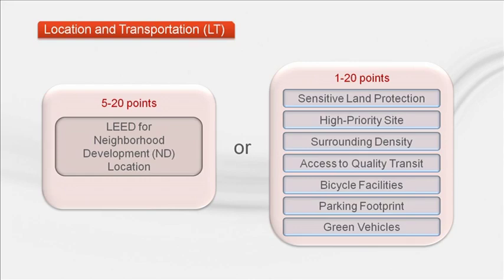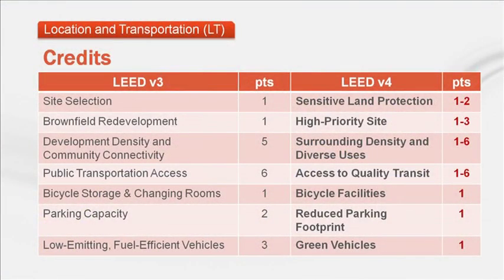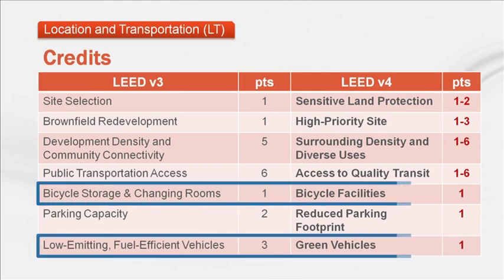Now, while this is a new category, other than the 1 new credit for neighborhood development, the other credits in this category are similar to those found in version 3. But you'll notice that they've all been renamed in version 4. For example, the first one listed here, the old site selection credit, was renamed to sensitive land protection. Now, due to limited time, I'm not going to discuss all these credits, but I will point out a few changes to the bicycle facility and green vehicle credits, since they may have an impact on the plumbing or electrical systems, which some of your firms may also design.